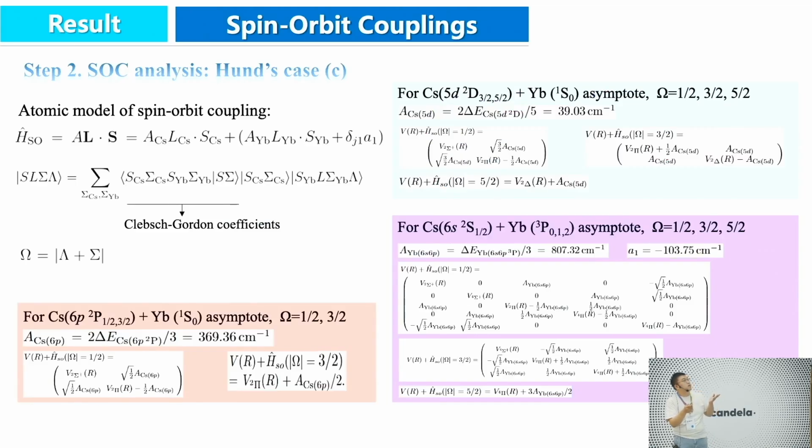Okay, the next step is to think about the spin-orbit coupling. We use Clebsch-Gordan coefficients to transform to Hund's case (c), and we add an atomic model of spin-orbit coupling in our Hamiltonian. I know that is not very useful for the short range, but at least we have a try to see what happens. Omega is the projection of the total angular momentum. For each asymptote, cesium in the 6p state, cesium in the 5d state, and ytterbium in the triplet P state, we have the spin-orbit matrix like here, and the spin-orbit constants we derived from the NIST database. These are independent, but let's have a try.